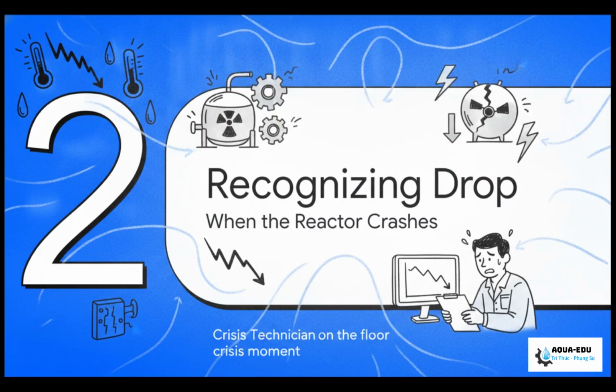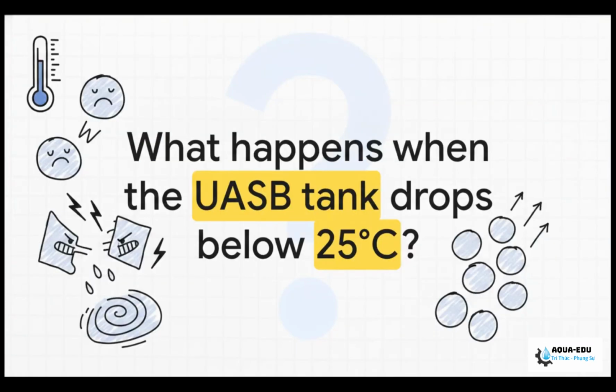Moving to Section 2, recognizing the temperature drop. This is what it looks like when the reactor crashes. All right, let's shift our focus to that horrible crisis moment on the floor. Things start going wrong, the temp begins to slip. I want to ask you directly, brothers, what actually happens when our tank drops below 25 degrees? Well, the answer is passive acidification.